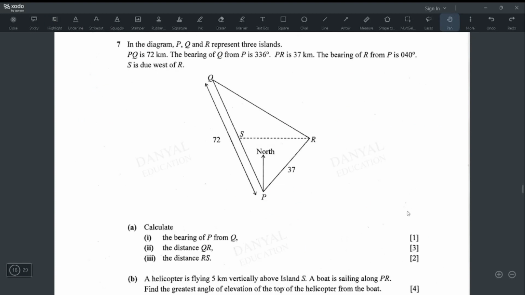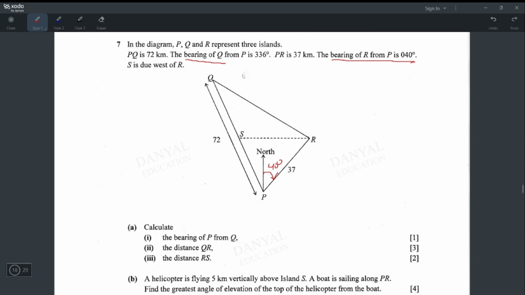So for question 5, we will be taking a look at angles and trigonometry. Firstly, I'm going to explain what bearing means in this question. For example, we have the bearing of R from P is 40 degrees. What it means is that if we draw a line towards the north from P, and we draw a line in between P and R, if we go clockwise from that north line, what is the angle until it reaches the line? So in this case, this is 40 degrees.